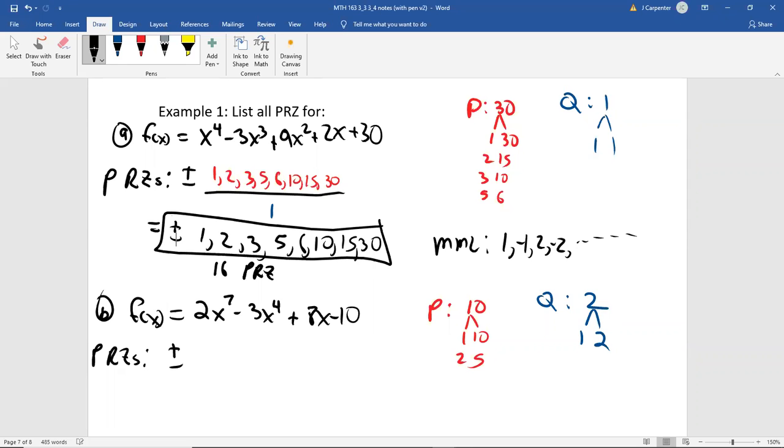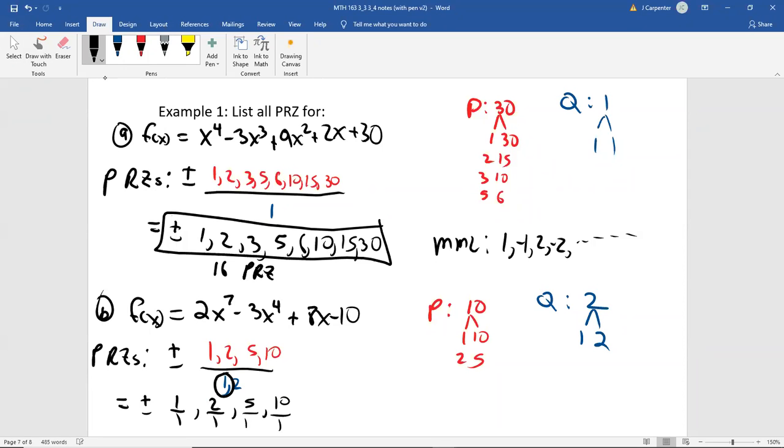All right, so plus or minus, all the different red numbers, which are 1, 2, 5, and 10, over all of the different blue numbers, which were the leading coefficient numbers, which are 1 and 2. So this is plus or minus. Do all the reds over the blue 1, then do all the reds over the blue 2. So we will have some reductions to do. So this is 1 over 1. Again, red over blue, 2 over 1, 5 over 1, and 10 over 1.